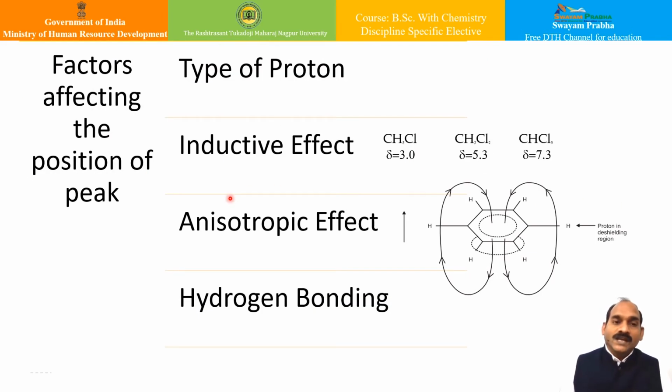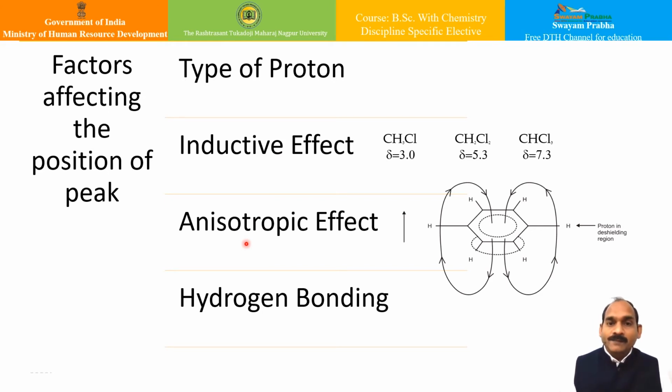There are certain factors which affect the position of the peaks. These factors are the type of proton, the inductive effect, the anisotropic or non-uniform environment effect, and the effect of hydrogen bonding. All of them are very interesting for understanding the interpretation of NMR spectra.